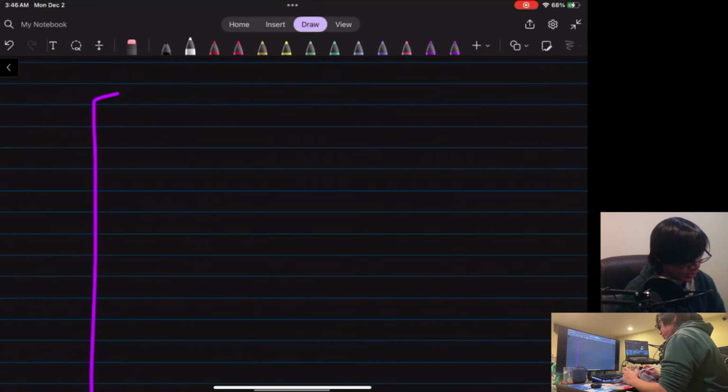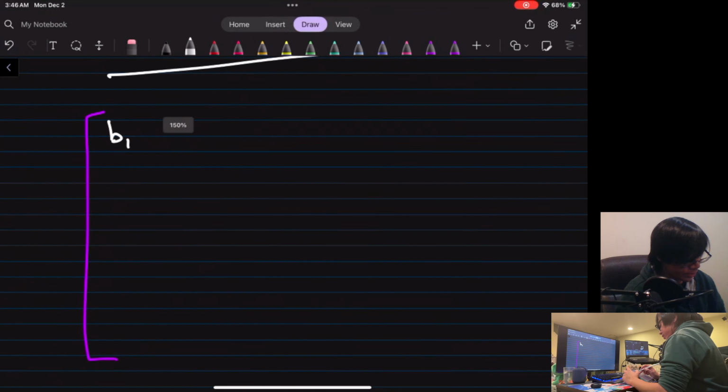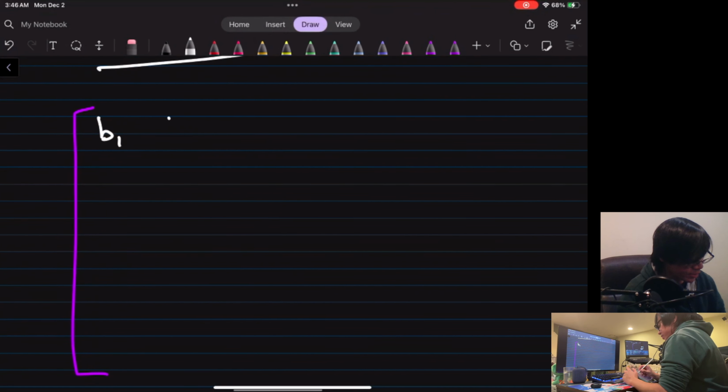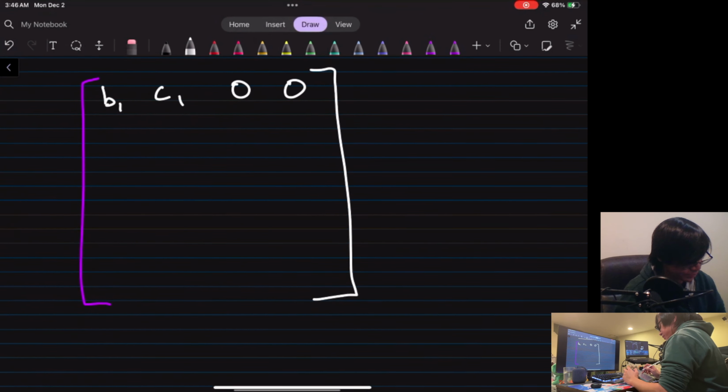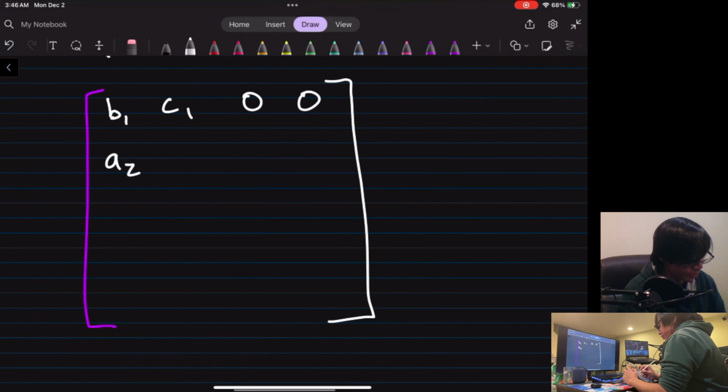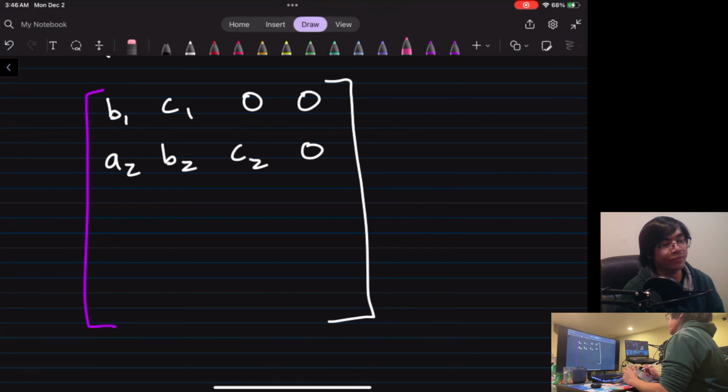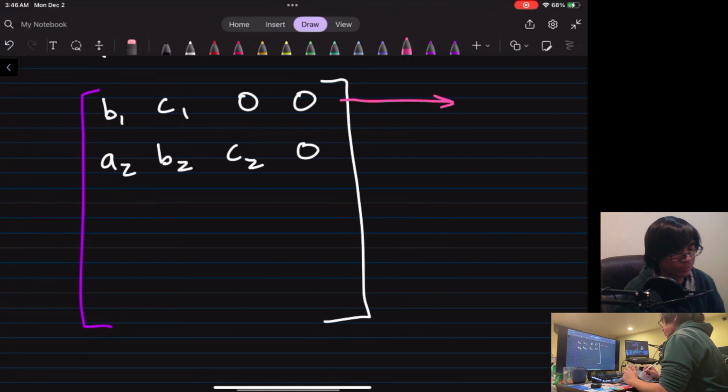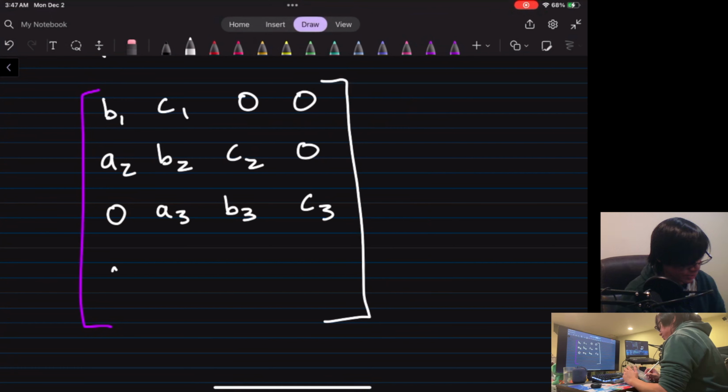We have our coefficients. B1, C1, 0, 0, so 4x4. So we have a diagonal. A2, B2, C2, 0, and you'll imagine, again, with more values, zeros will perpetuate until we hit, well, however many dimensions it should be. So we have 0, A3, B3, C3, and then 0, 0, A4, B4.